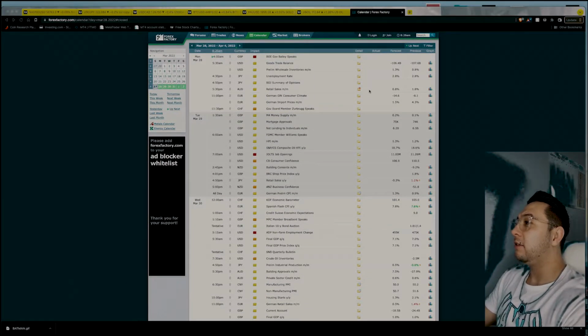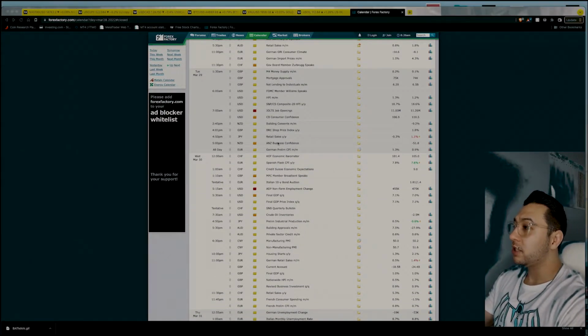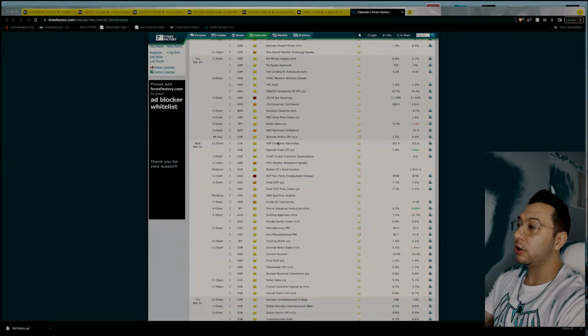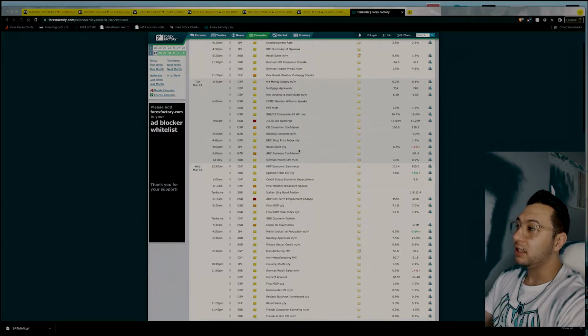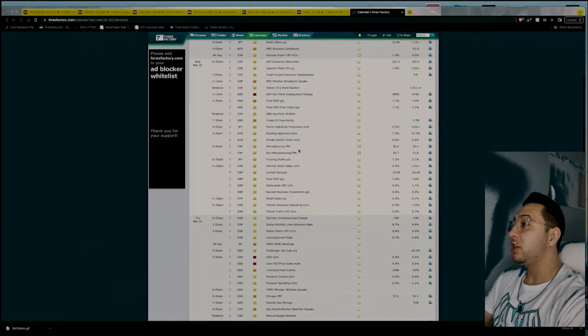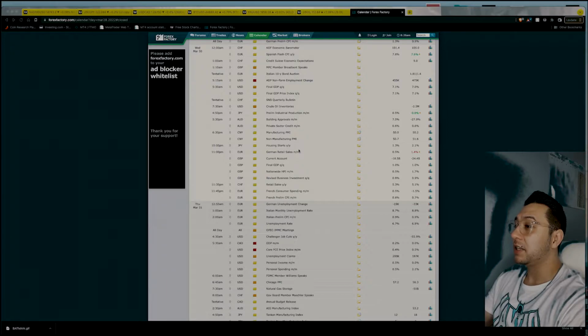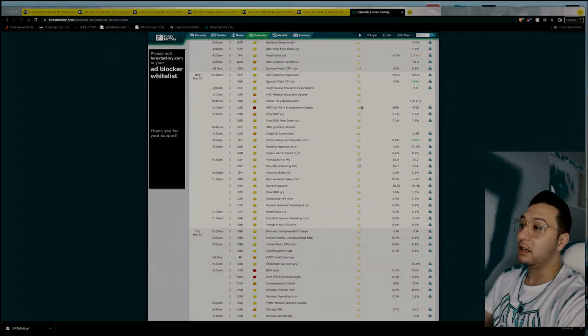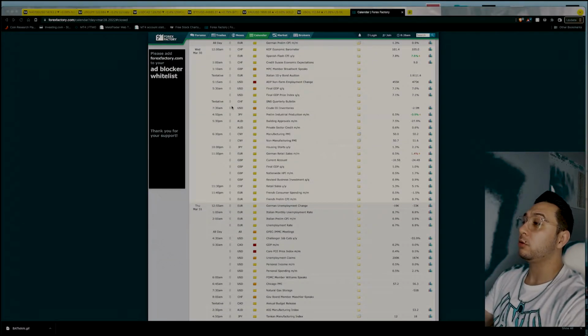On Monday, we have Bank of England Governor Bailey speaking at 4 a.m. On Tuesday, we have JOLTS job openings at 7 a.m. for the US dollar. And what JOLTS stands for is the Job Openings and Labor Turnover Survey. So basically, measuring unemployment rates and job openings in the US. On Wednesday, we have ADP non-farm employment change, which is automatic data processing non-farm employment change, which reflects unemployment rates in the US.